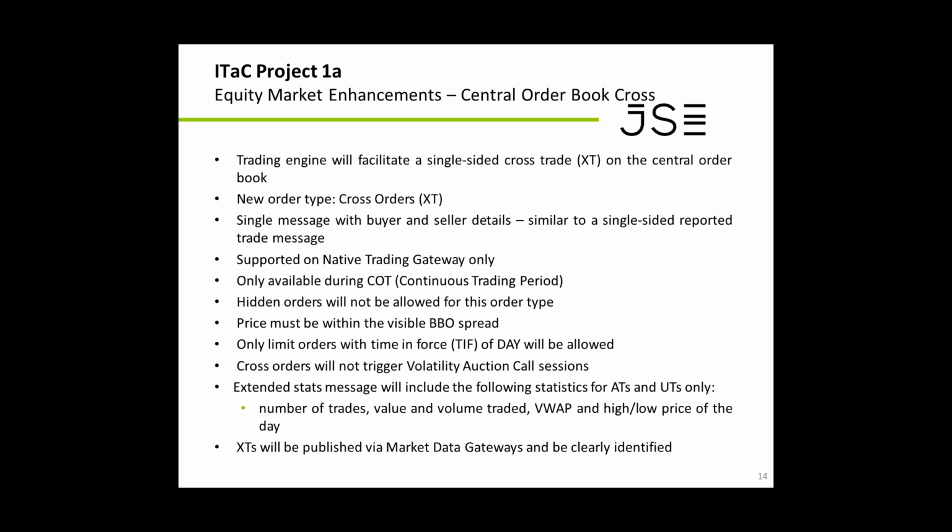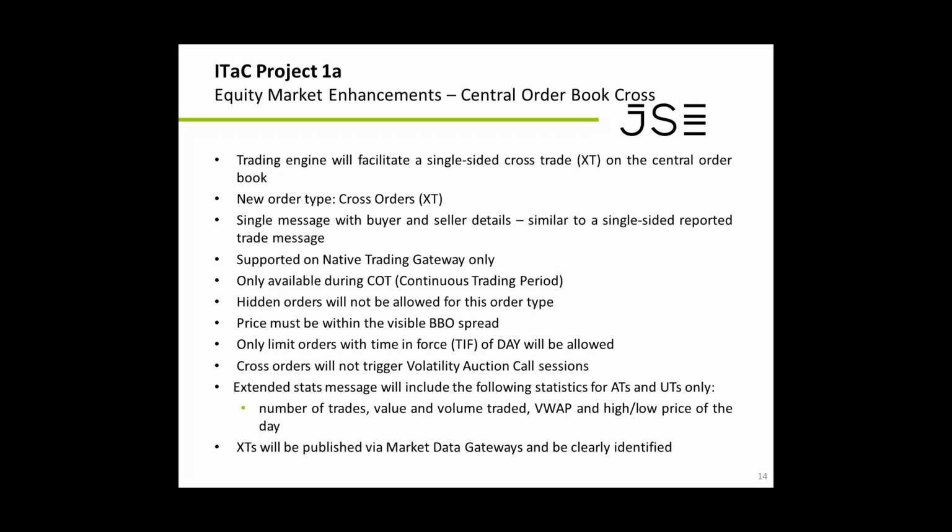Okay, if we go to the central order book cross functionality that we'll be introducing, this is going to be where the trading engine will facilitate a single-sided cross trade. We'll be introducing a new order type for cross orders and a new trade type called XTs, and this will be on the central order book. It's going to be within a single firm, a named internal cross within that member firm. A single message will be required with the buyer and seller details of the order, similar to a single-sided reported trade message.